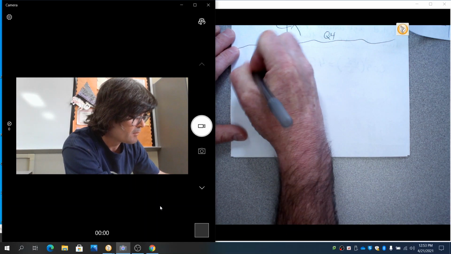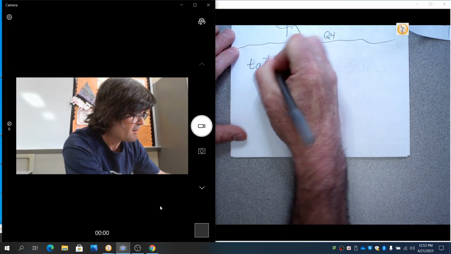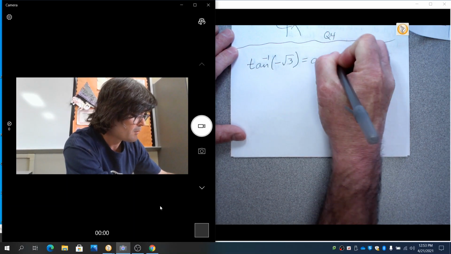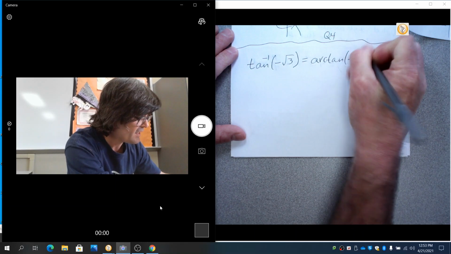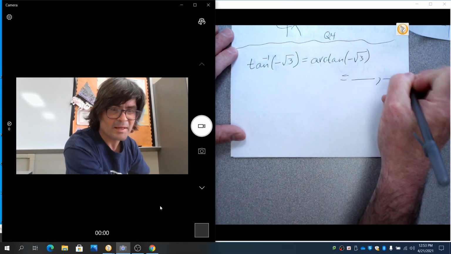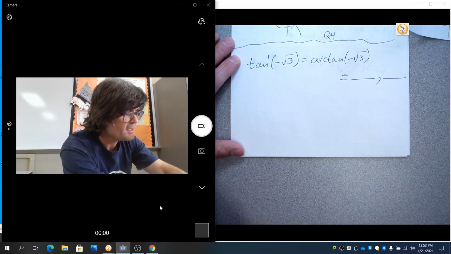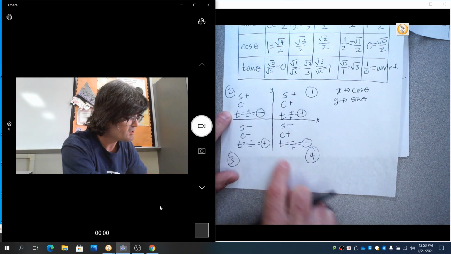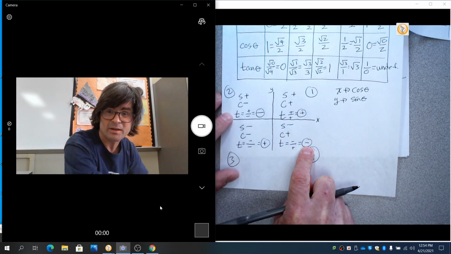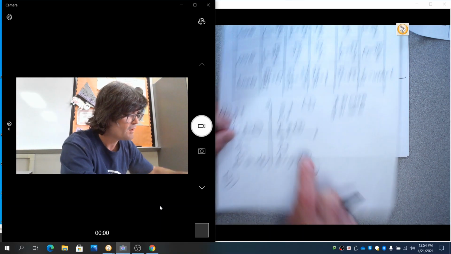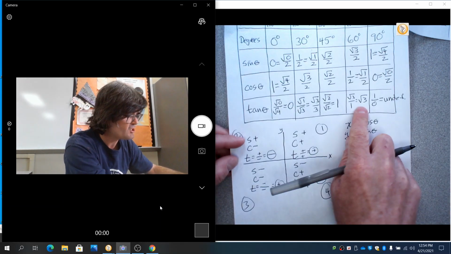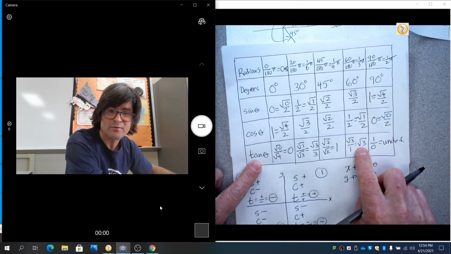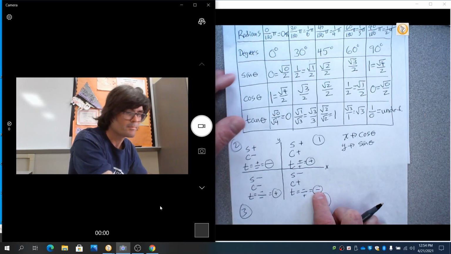Let's try one more. Inverse tan of negative root 3, or arctan of negative root 3. What does that equal? Two answers for us here. We need to go to my chart. When is tangent negative? That happens in the second quadrant, also in the fourth quadrant. So I've got two answers, one in the second, one in the fourth quadrant. For root 3, in my table, tangent was root 3 at 60 degrees right here. So the 60 is my reference angle. We're going to be in quadrants 2 and 4.